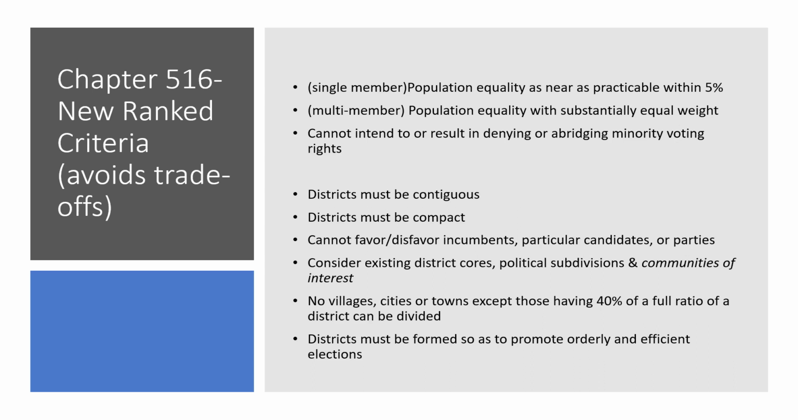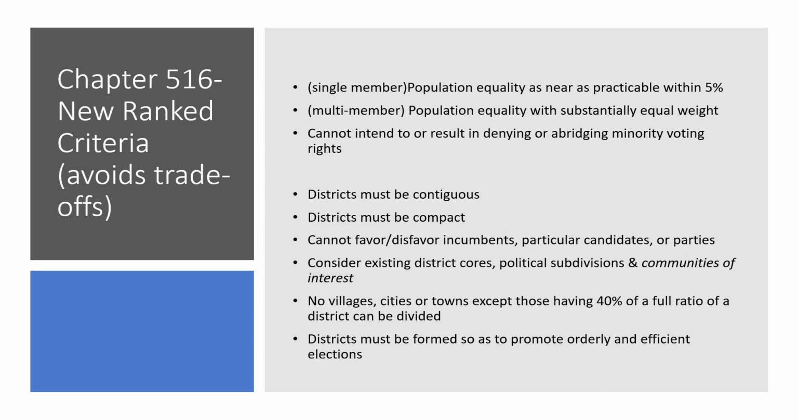prohibiting plans that intend to or result in denying or abridging minority voting rights. And that can go different ways depending on whether you have a possible Voting Rights Act violation or if you're simply looking to join together communities of interest made up of heavily Black, Asian, or Hispanic communities. Districts must be contiguous. Districts must be compact.